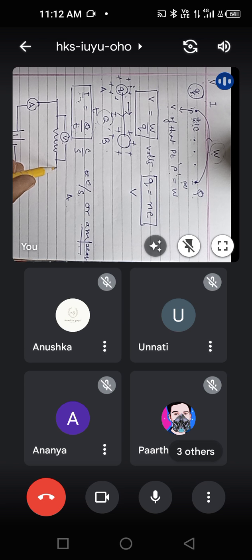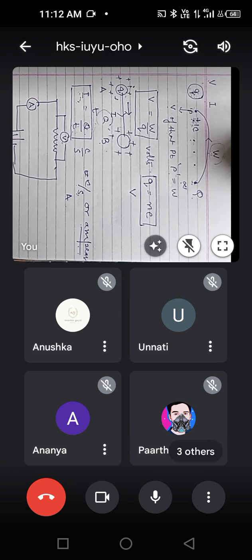Now what happens if you connect it this way? This is positively charged and this is negatively charged, right? Now when you connect it, there's a switch here, and all the current is flowing from here to here.